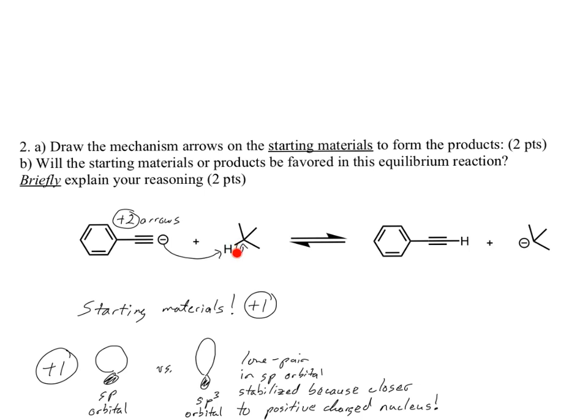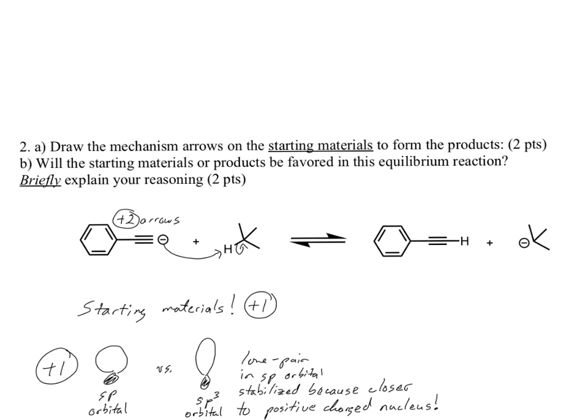It reacts with the hydrogen to break the C-H bond. How do I know that's the bond to break? Because I looked at the products. I see there's a negative charge here, and this H must be that one. So, the 2 arrows. Will the starting materials or products be favored in this equilibrium reaction? Briefly explain your answer. In this case, the starting materials will be stable, but will be favored.